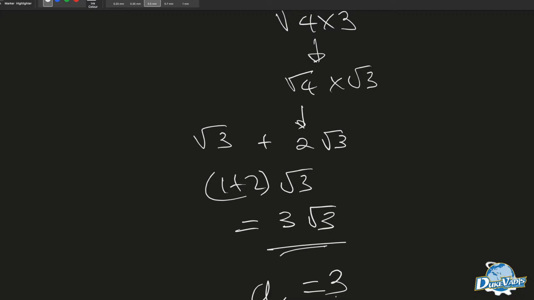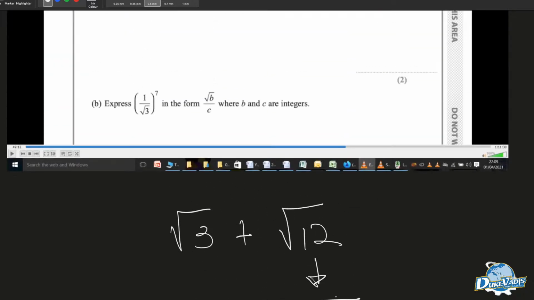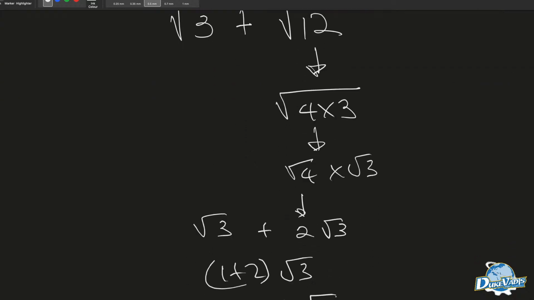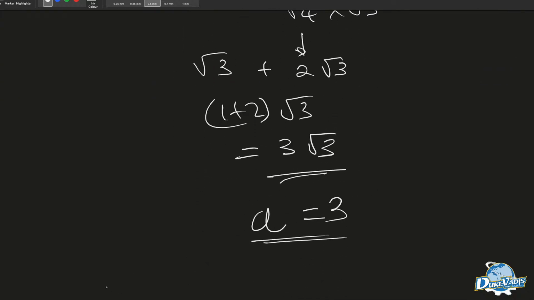The last bit says express (1 over root 3)^7 in the form given. What you have to do is write this as 1 raised to the power 7 over root 3 raised to the power 7.